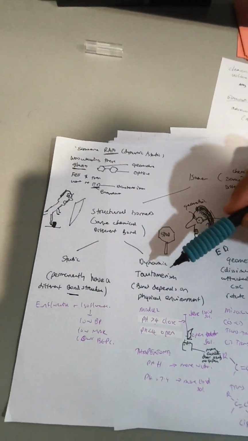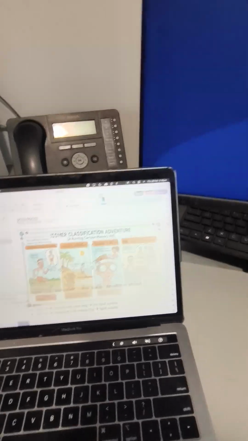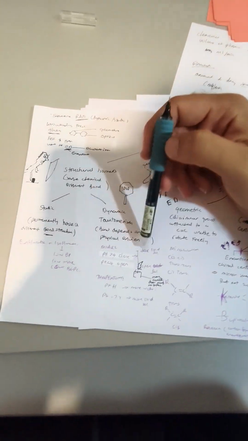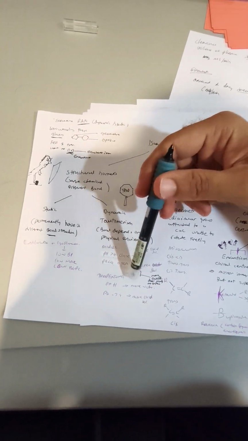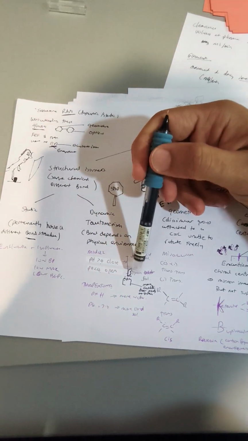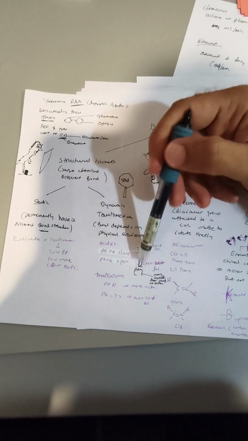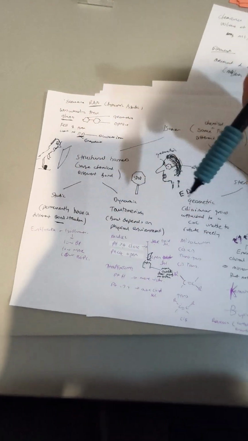Then we have the dynamic, which is where the dog is taunting. The dog is taunting, so it's a tautomer, and makes him run away. The bond depends on the physical environment. So you've got midazolam, where the pH is less than 4, it opens. How do you remember that? It's too acidic, and the door opens.